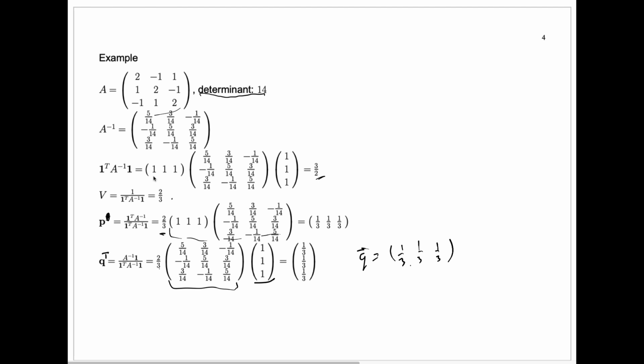So this is a game that's favorable to player one. It has a value of 2/3, and because of the symmetries, or because of these simple calculations we just went through, we can see that the optimal strategies are 1/3, 1/3, 1/3 for, in this case, each of the players.